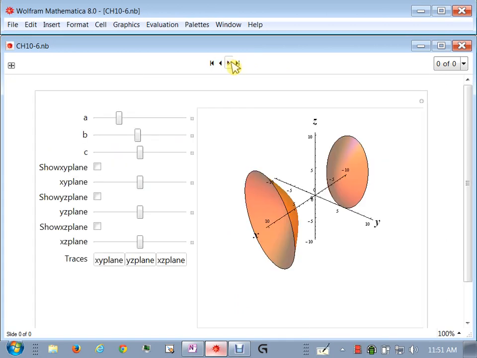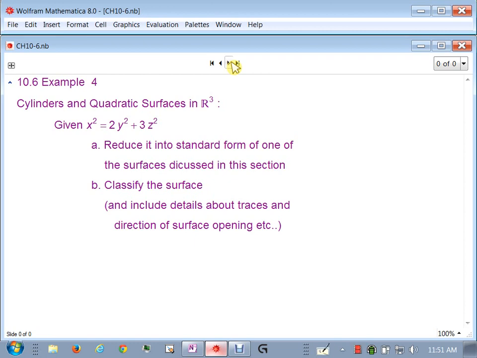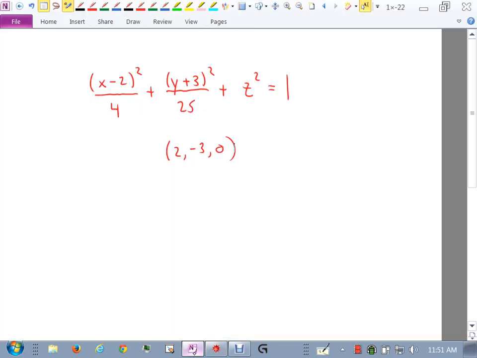So example 4, we'll do that one. And this is really what I would expect you to be able to do on a test or something. Reduce this into standard form of one of the surfaces discussed in this section, classify the surface, include details about the traces, direction, surface opening, etc. So I have x squared equals 2y squared plus 3z squared.